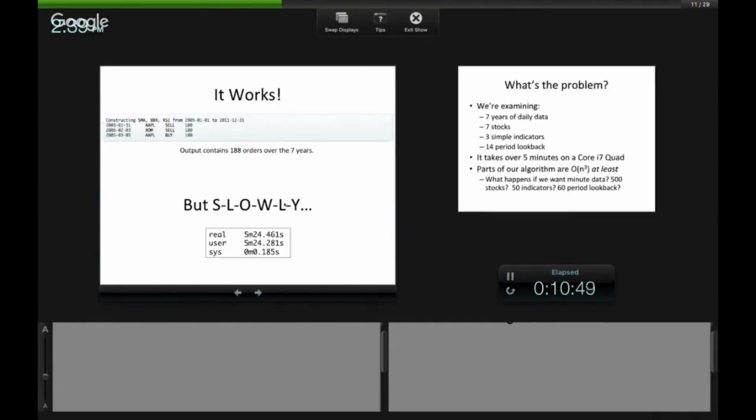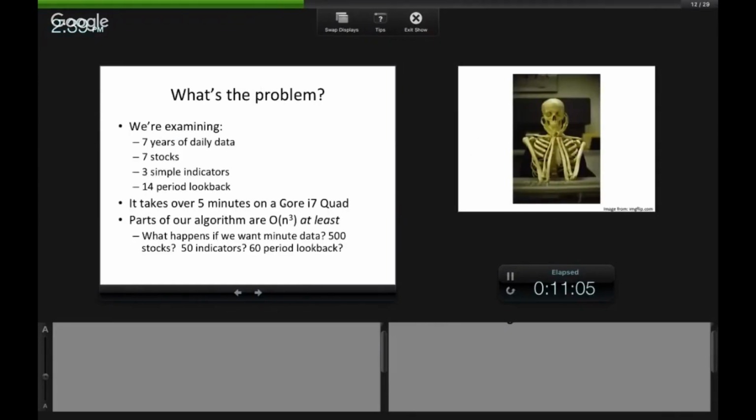Now, that works perfectly. But it took 5.5 minutes to run on my Core i7 quad processor in my pretty new MacBook Pro. 5.5 minutes doesn't seem that bad for stock trading, but consider I'm looking over 7 years of data. A lot of times people want to do much more than that.